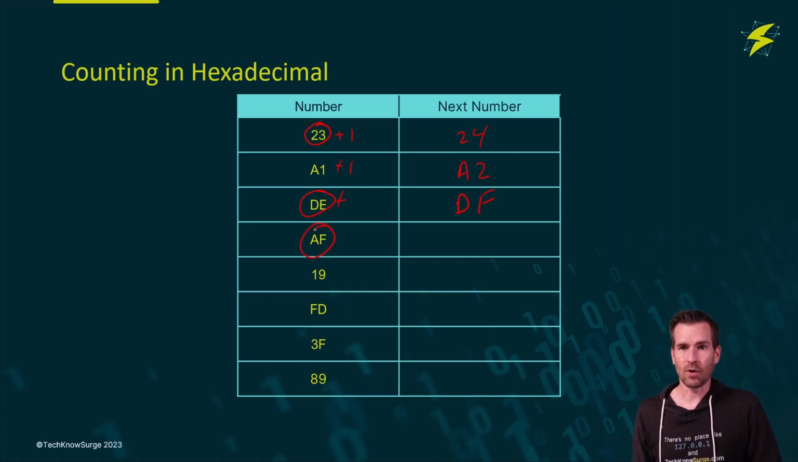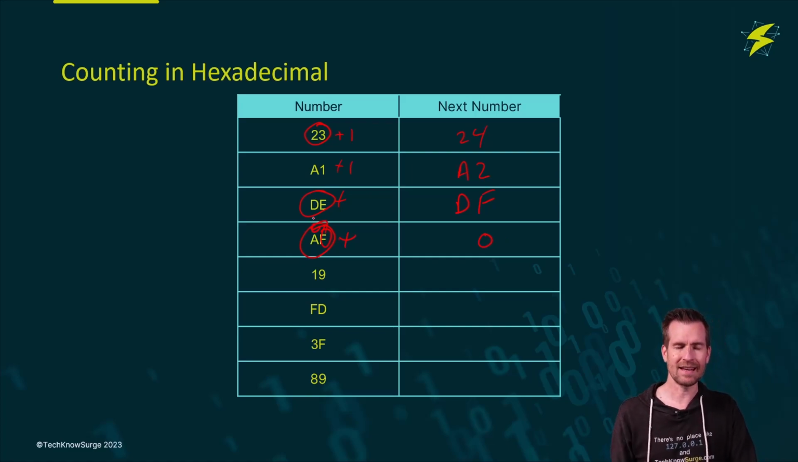AF gets a little bit more tricky, because if we're going to add 1 to it, what we do is we reset that first column and that becomes a 0. We carry a 1 to the next column and that becomes a B. So we end up with B0 for that one.